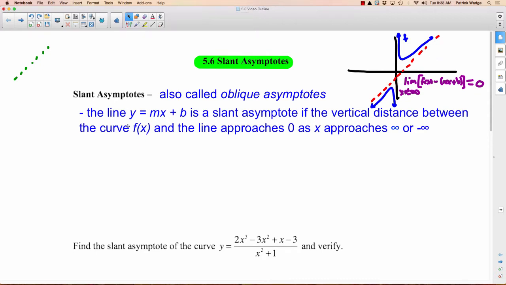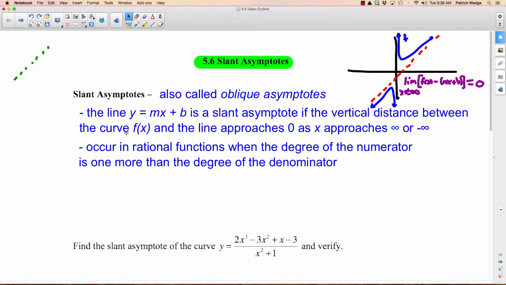Some more important facts about slant asymptotes. They occur in rational functions when the degree of the numerator is 1 more than the degree of the denominator. Let's take a second and talk about that. We have talked before about rational functions and how to look for the horizontal asymptote, and I just want to remind you about this.